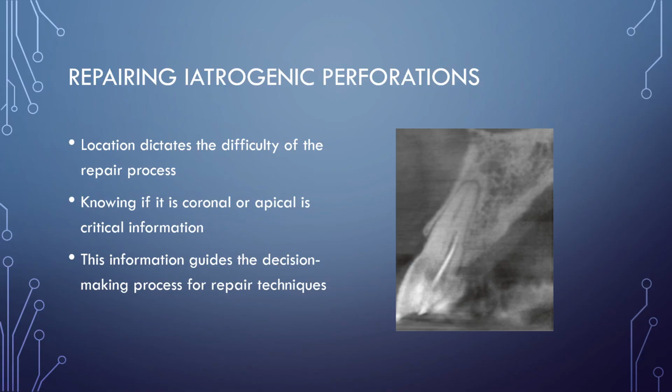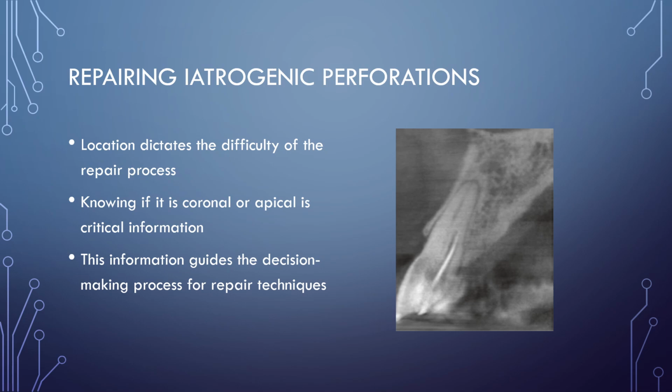Once you have identified the precise location of the perforation on the CBCT scan, you must use that radiographic data to dictate your clinical repair strategy. Knowing the exact spatial orientation, whether the perforation is located coronally or apically, and whether it exits on the mesial, distal, buccal, or lingual surface, is absolutely critical information.